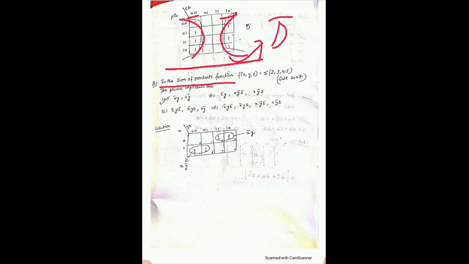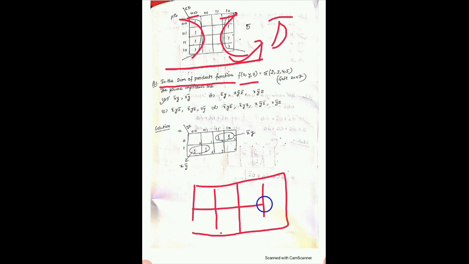So the prime implicants, option A is x bar y, x y bar. Option B is x bar y, x y bar z bar, x y bar z. Option C is x bar y z bar and z, x y bar. Option D is x bar y z bar, x bar y z, x y bar z bar, x y bar z. So you have to find the prime implicants.